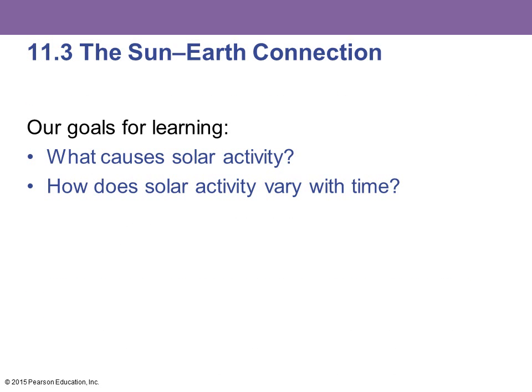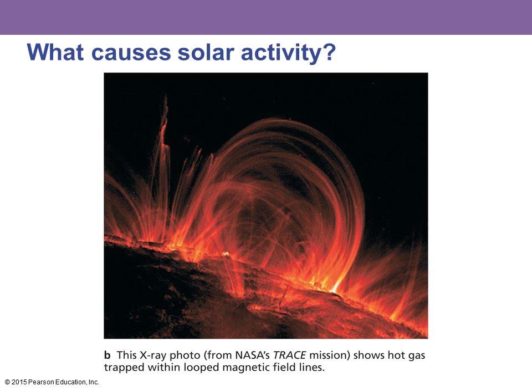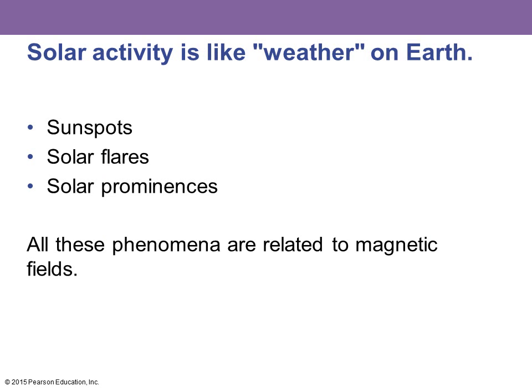So this is 11.3, the Sun-Earth connection. What causes solar activity, and how does solar activity vary with time? This is an X-ray photo from a NASA satellite that shows hot gas trapped within magnetic field lines on the surface of the sun. These are all different phenomena that are occurring on the sun's surface: sunspots, which you've probably heard of before, solar flares, and solar prominences. And they all seem to be related to the magnetic field the sun produces.